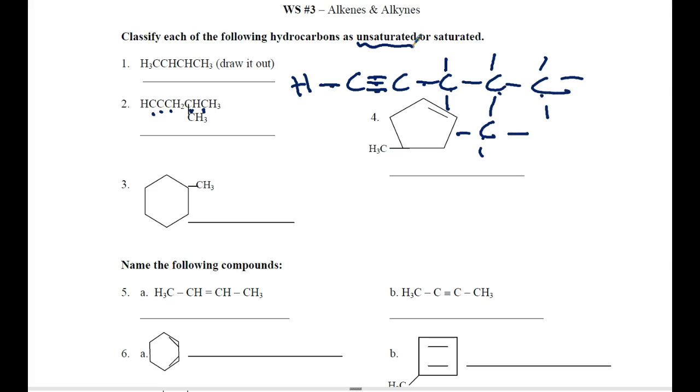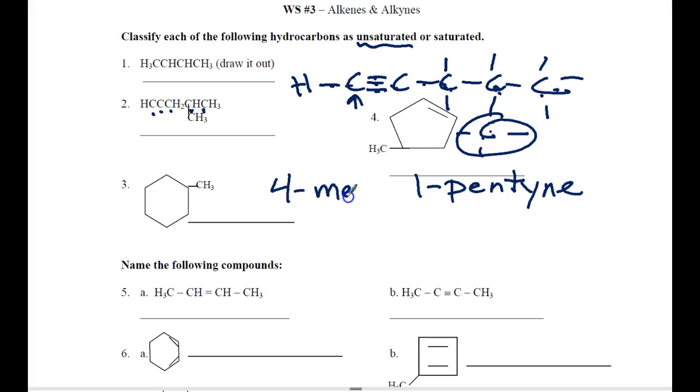We have to include the triple bond in the longest chain. 1, 2, 3, 4, 5. 1, 2, 3, 4, 5. It's 5. So it's pentyne. I'm going to do the old school way because I like that one the best. And I'm just going to call that one 1. So it would be 1-pentyne. I have a methyl group on the 4th carbon, 4-methyl-1-pentyne.